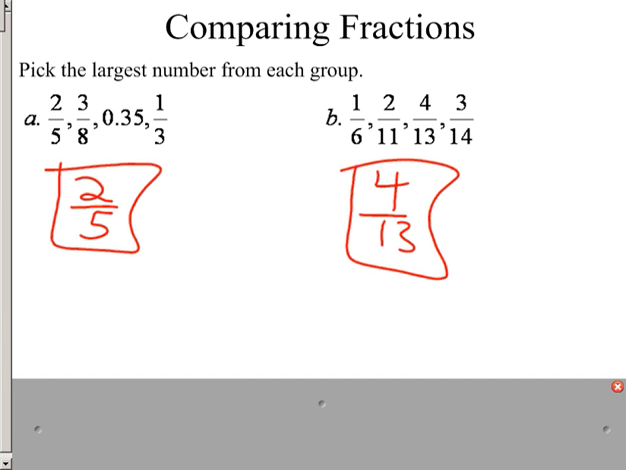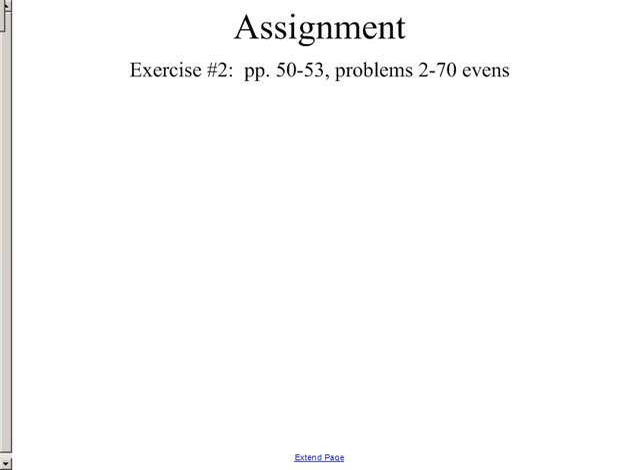Here's the assignment. Make sure you get it written down. This will be due tomorrow.